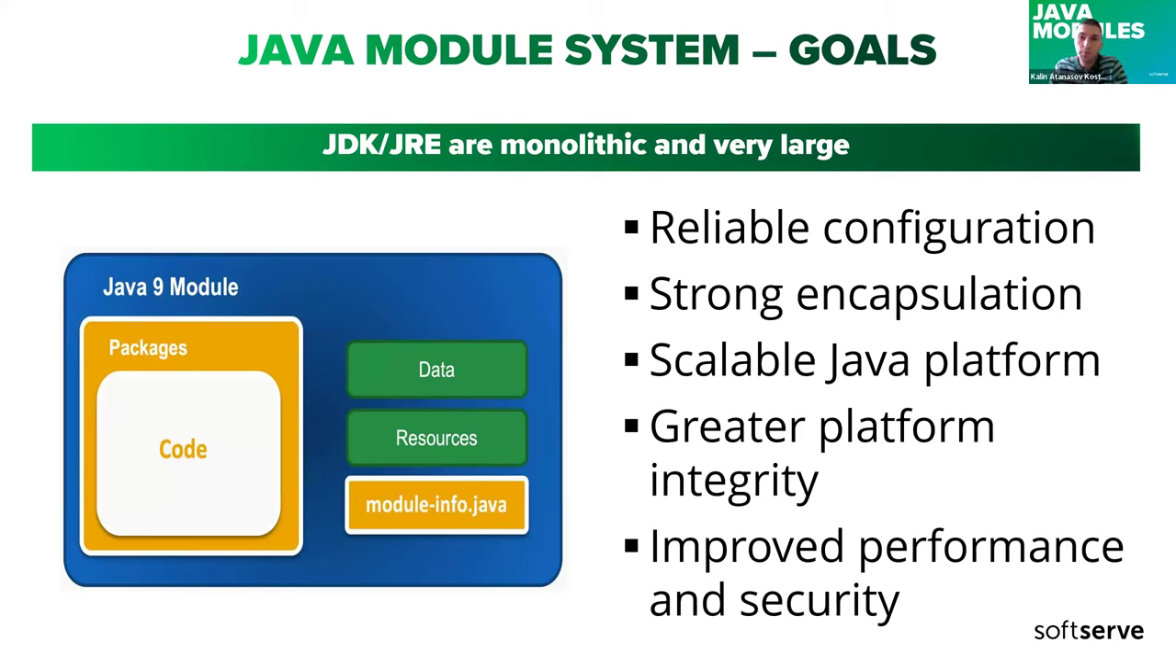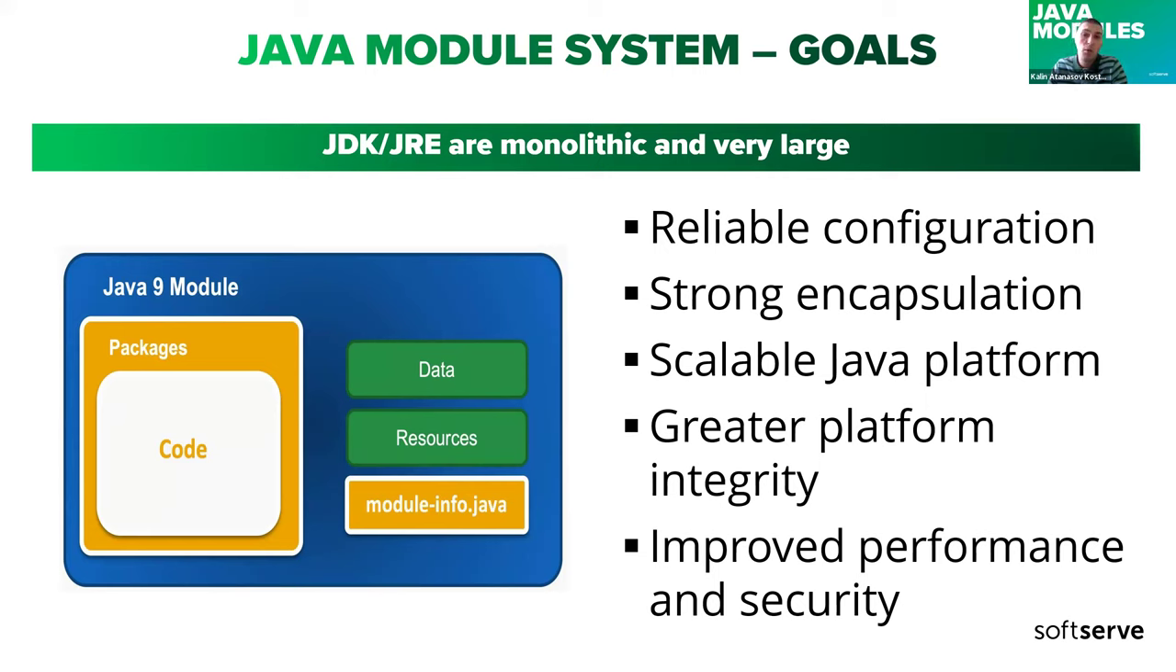when this happens. Secondly, and one of the most important reasons, is strong encapsulation. Until Java 8, everything public on the class path is available to everything else. There is no practical way to specify that only certain packages in a jar file should be visible to others, and the rest should not be.